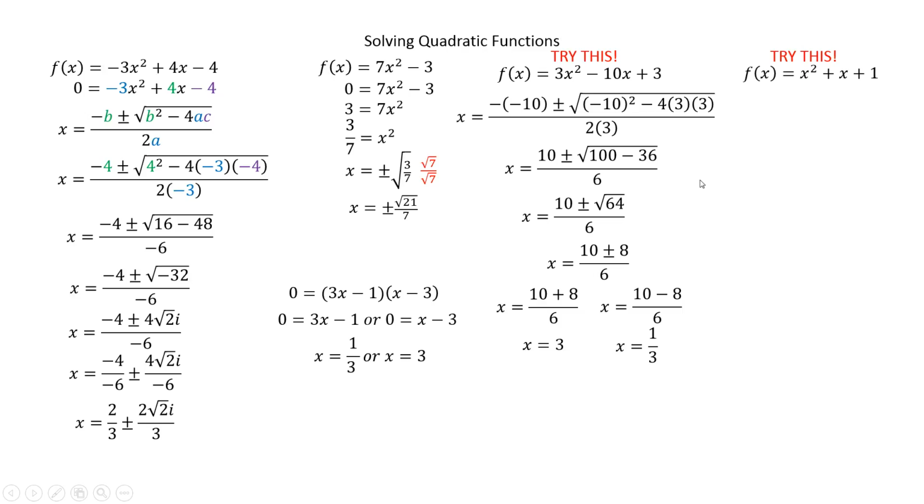So try f of x equals x squared plus x plus 1. A, B, and C are all 1. Caution on this one. People think, oh, this is like the simplest case. Everything's 1. I'm going to factor it. Don't spend a lot of time trying to factor this because it's not going to happen. So this is definitely a quadratic formula question. So go ahead, plug it in, and see what you get.